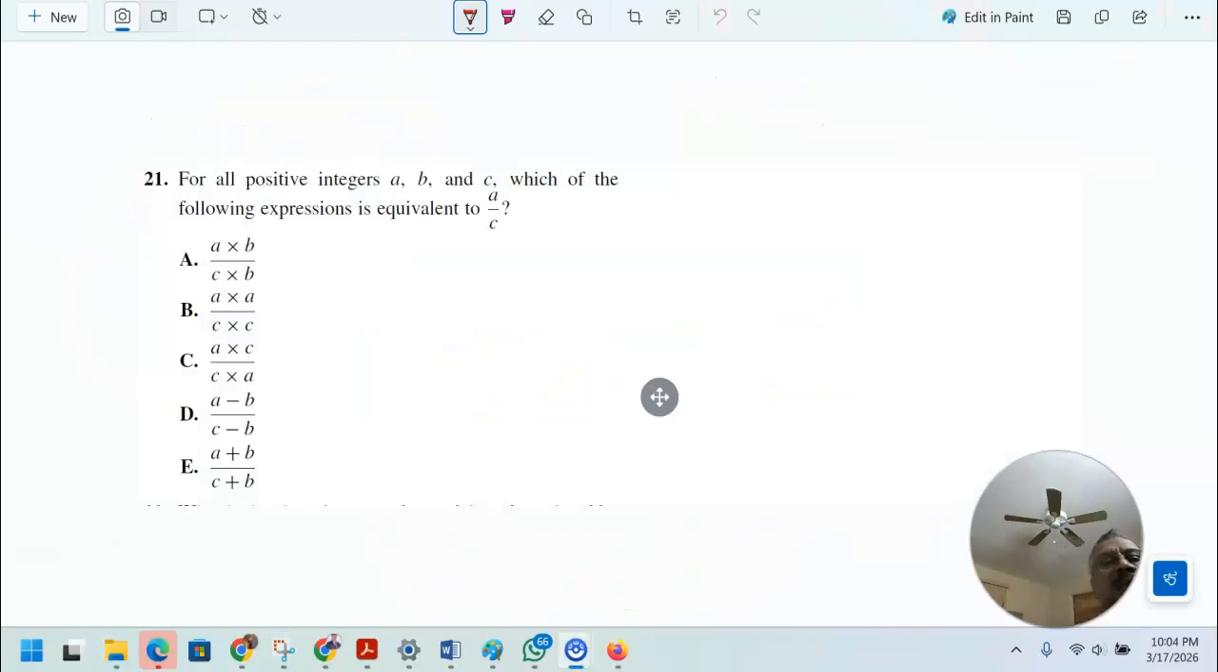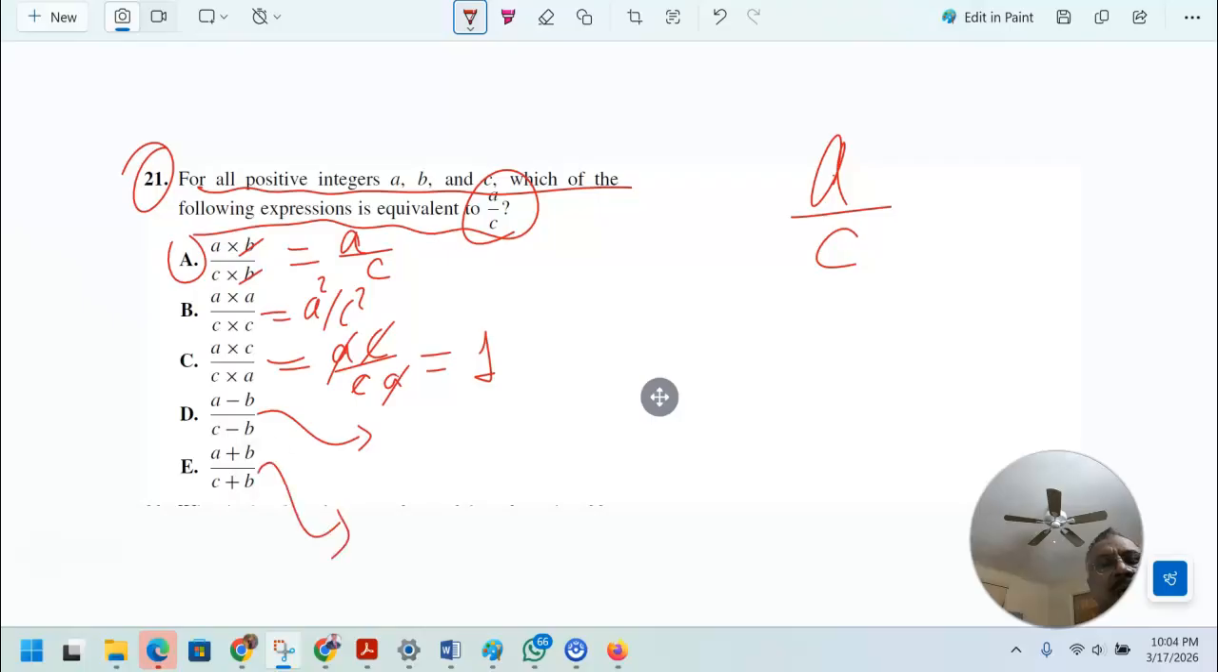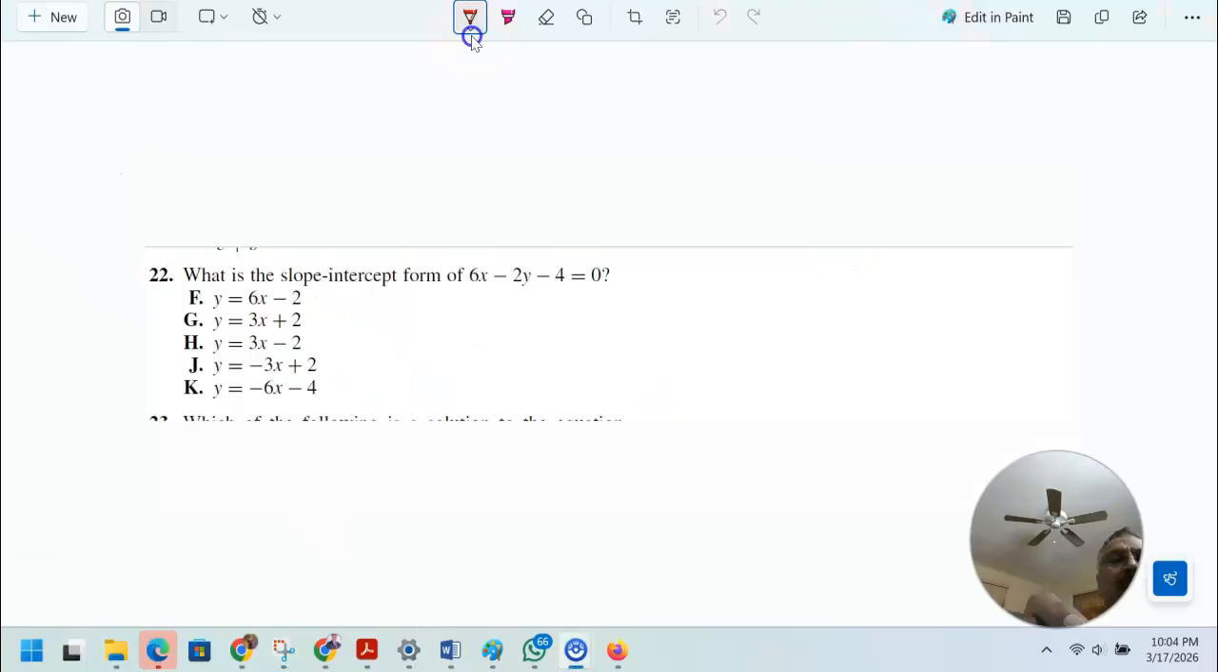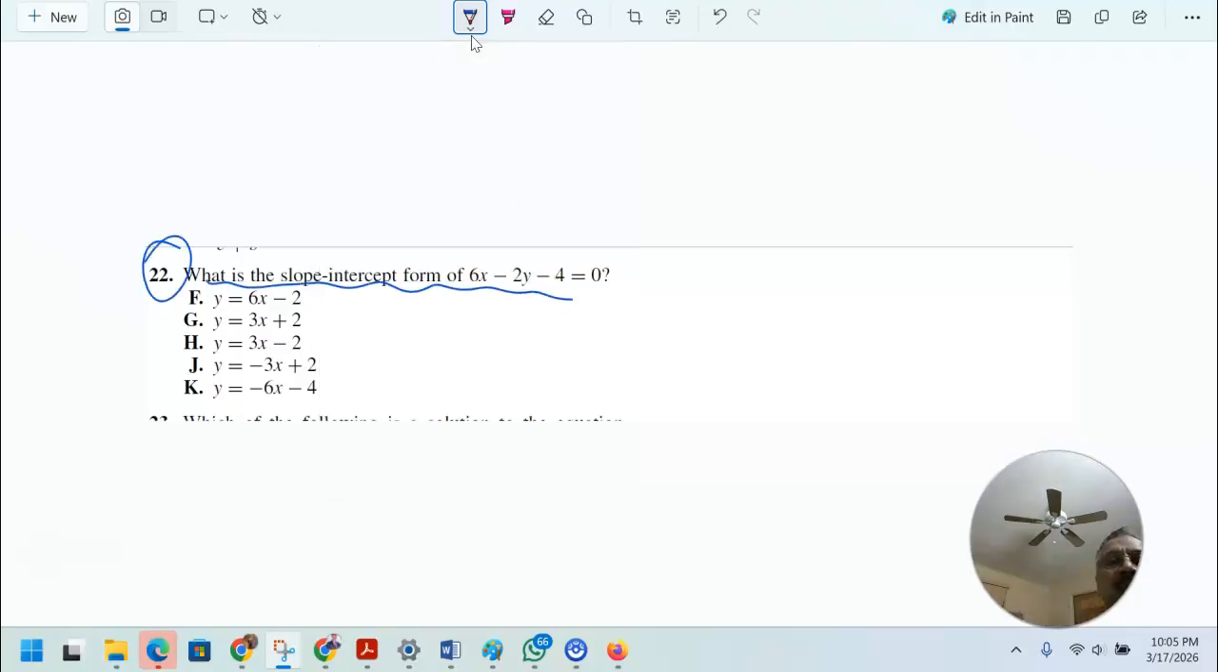Question number 21 is so easy. They give you this: which of the following expressions is equivalent? Look at the first one itself. This B crosses out and you get A over C. This is A squared over C squared. This is AC over CA, which is CC; both are there, and you get 1. This one you can't do anything about, and this also you can't do anything about. So that's the answer.